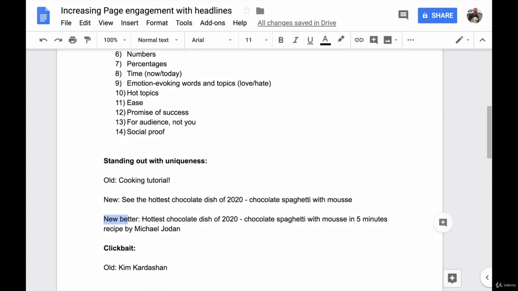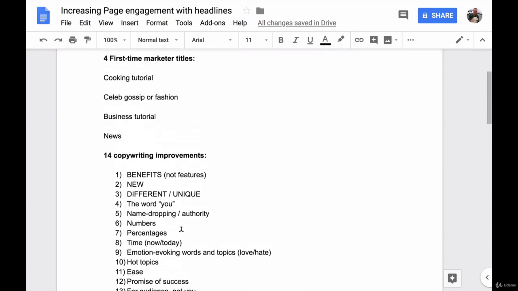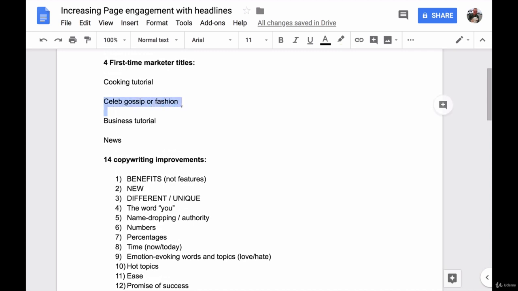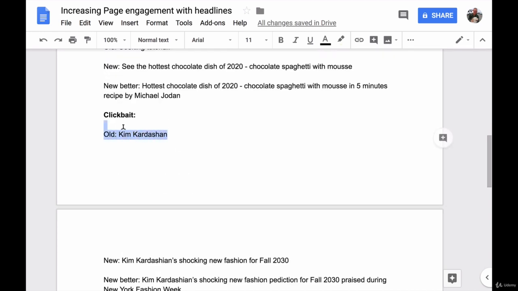Hottest chocolate dish of 2020, chocolate spaghetti in mousse in 5 minutes. This shows that it's really easy. And it's a recipe by Michael Jordan. Nobody knows that he even cooks. And Michael Jordan, everybody knows Michael Jordan, even if you don't care about basketball. Now let's do one for the celebrity gossip and fashion. So see what Kim Kardashian is doing or whatever. Okay, boring.